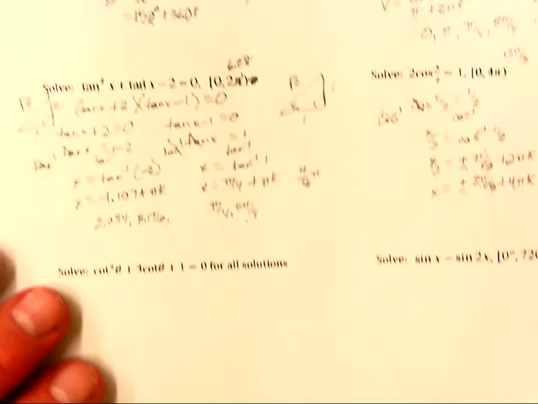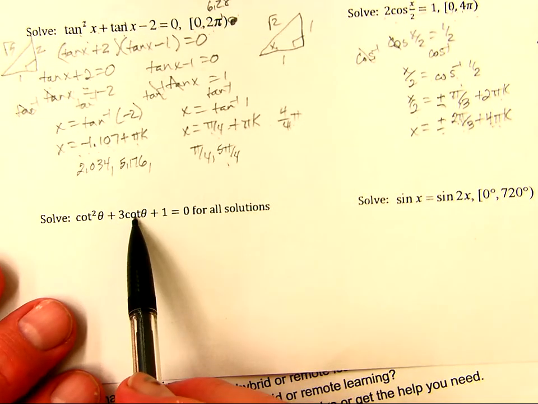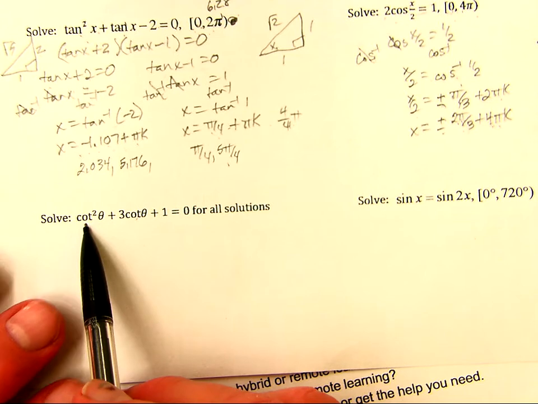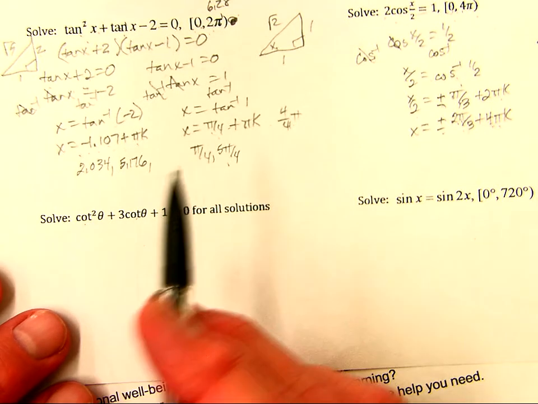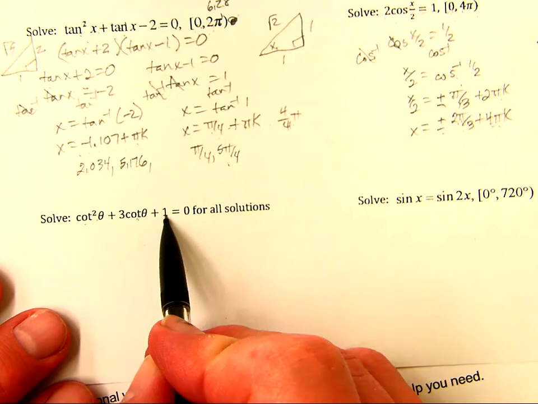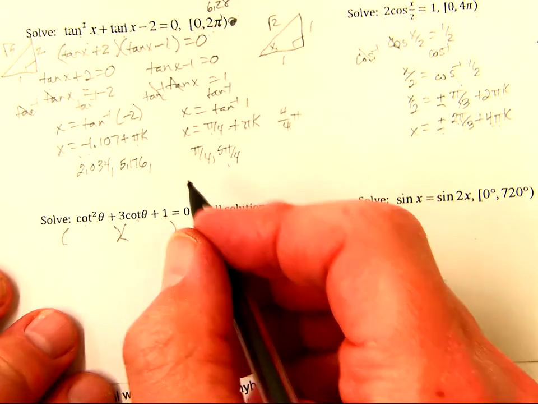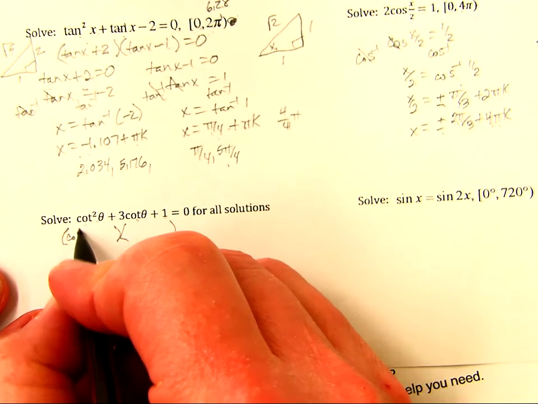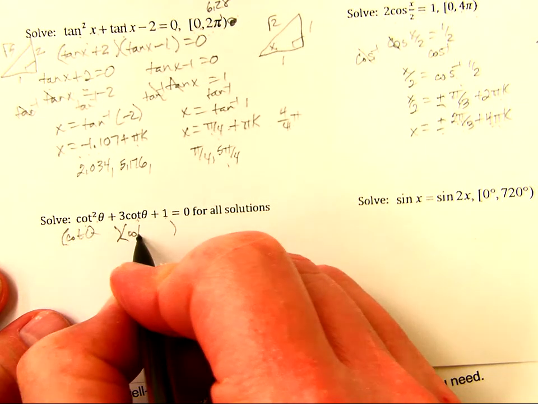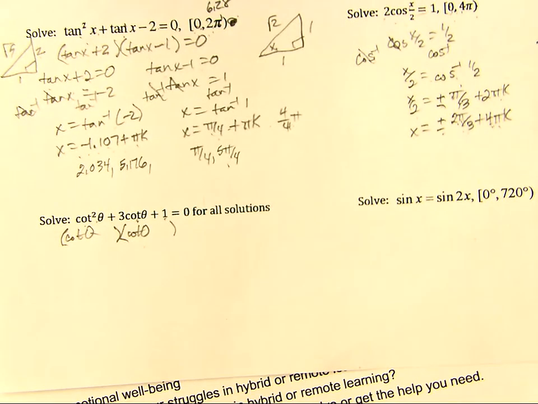Let's look at this one. Here again, there's more than one trig function because there's a cotangent and a cotangent squared. Again, if you look at this, this is a quadratic: a squared term, a single term, and a constant. So let's see if we can factor it. Cotangent and cotangent, are there two factors of 1 that we can add together and get 3? No, there aren't any. So this one doesn't factor.